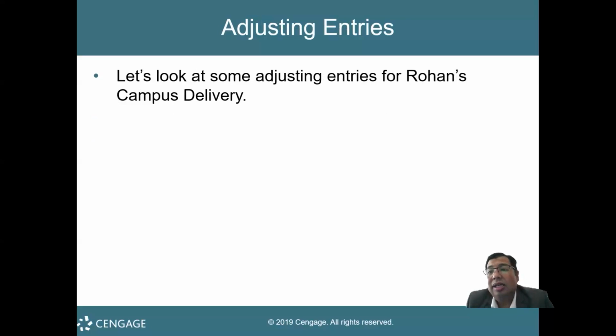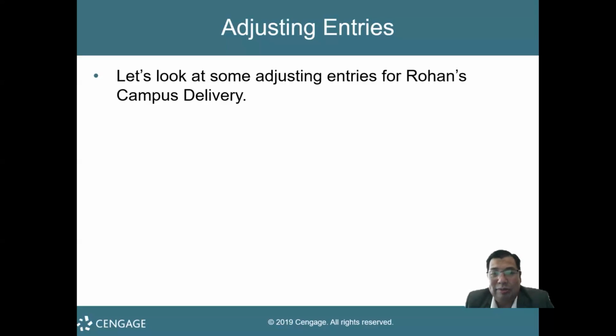Okay, let us look. The company can decide, unless it's mandatory by the government. But in most countries they let the company choose when they want to close their accounting periods. Okay, let us look at this adjusting entry.